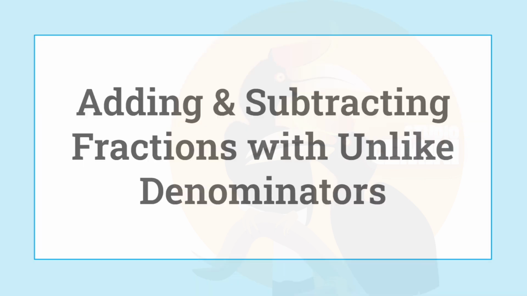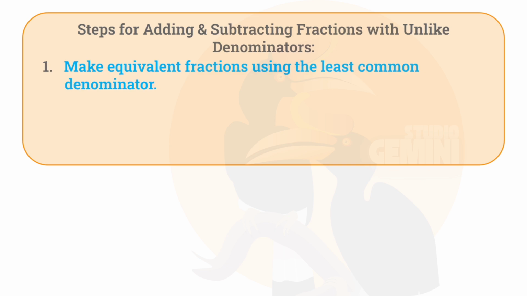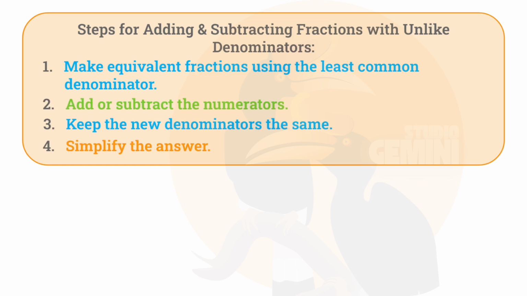But what about adding and subtracting fractions with unlike denominators? Fractions with unlike denominators have pieces that are not the same size, so there is one extra step. We need to rewrite the fractions so they both have the same denominator. First, you'll want to make equivalent fractions using the least common denominator. Once you've done this, then add or subtract your fractions like before.